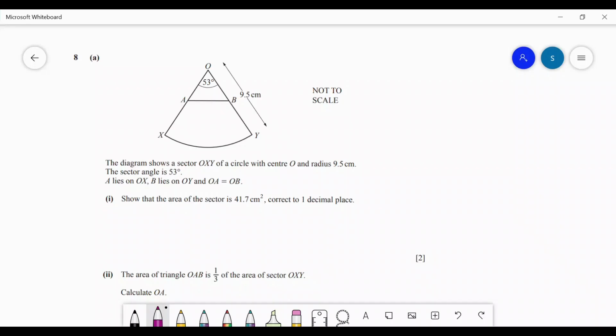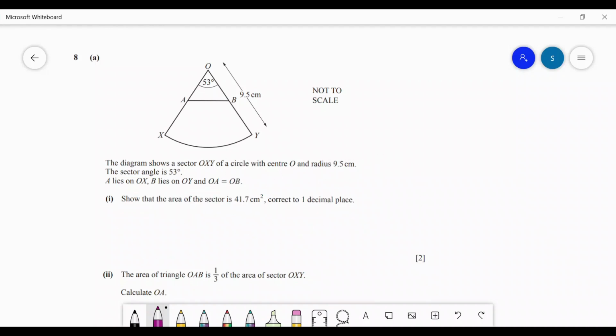Alright, here we have another previous year question. So basically we're looking at a sector OXY, which is a part of a circle with center O and has radius 9.5 centimeters, and the sector angle is given to be 53 degrees. We are asked to show the area of sector is 41.7 centimeters square. So this is a pretty straightforward question.